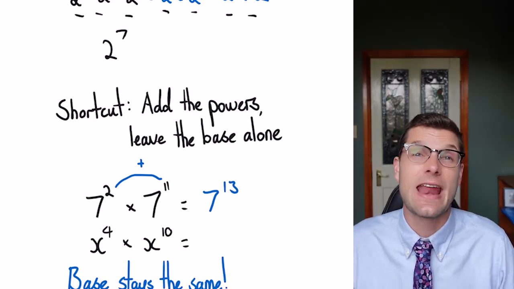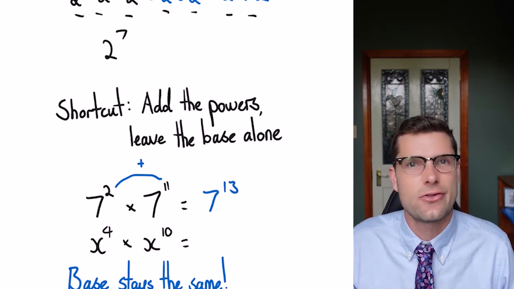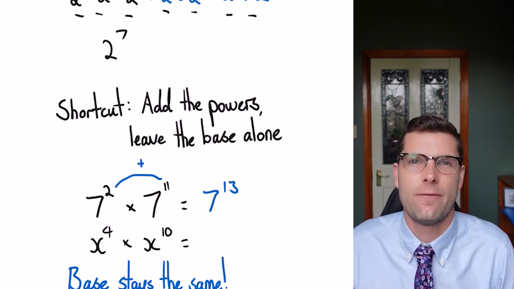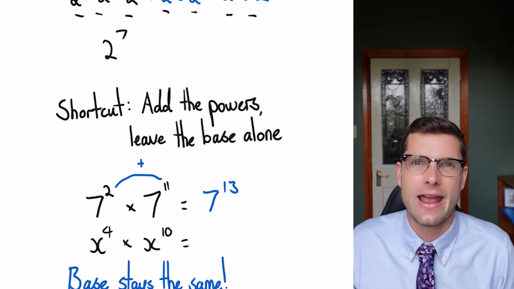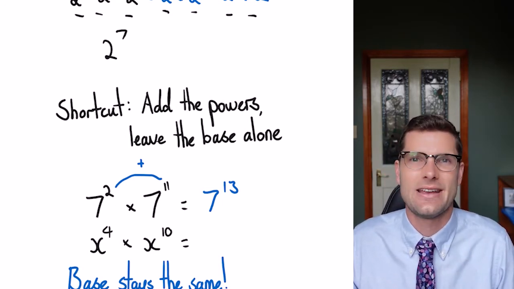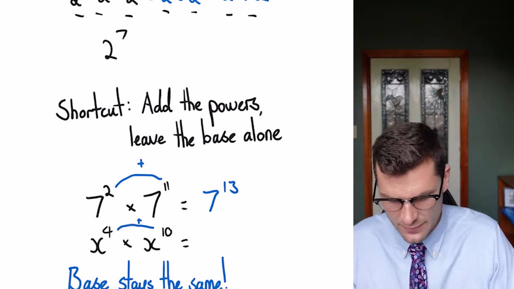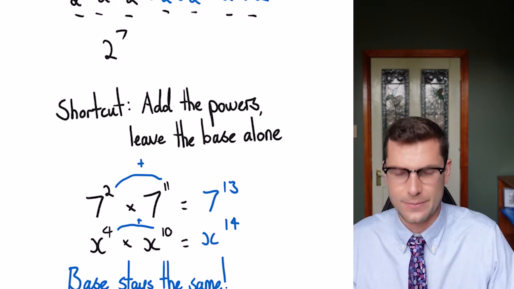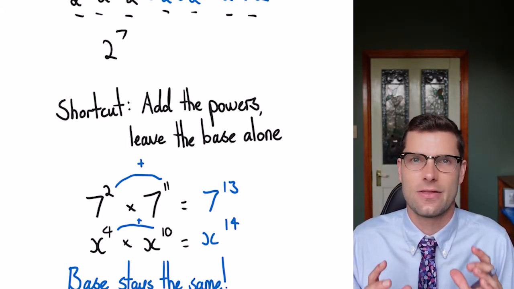And then even if it's an algebraic term, so a letter as a base, we just have to do the same thing. x to the power of 4 means x times x times x times x, multiplied by x to the power of 10 means that the answer is just these two little numbers added together, which becomes x to the power of 14. The most important thing is that the bases stay the same.